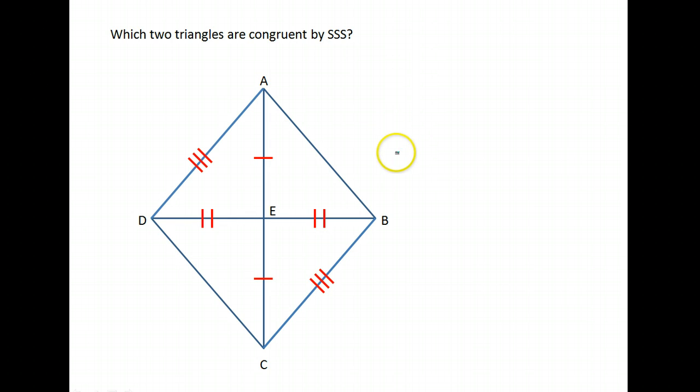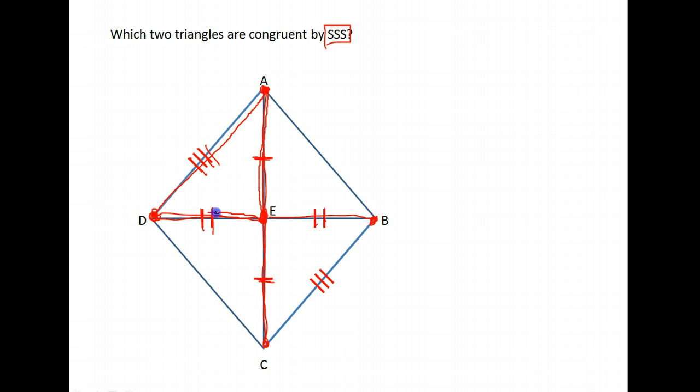Looking at this figure, which two triangles are congruent by SSS? Again, we want to find three pairs of congruent sides. So let's look at the markings. Here, this line has one hash mark on it. That would have to be part of our congruent triangle. Find the other side with one hash mark. It's congruent here, so that's the corresponding side of our second triangle. Find those sides with two hash marks. Here's one here. It would have to be congruent to this line here. And finally, three hash marks, AD.